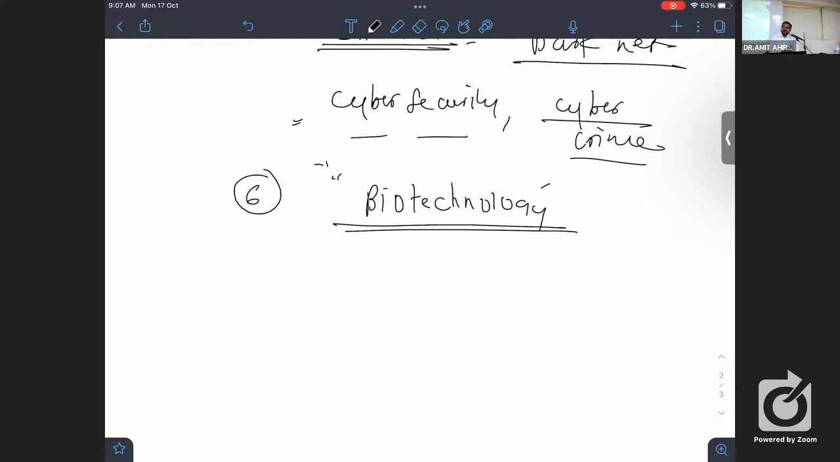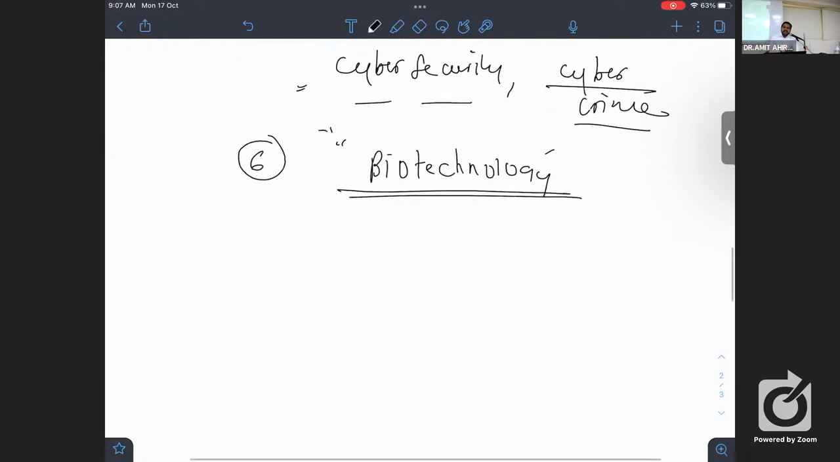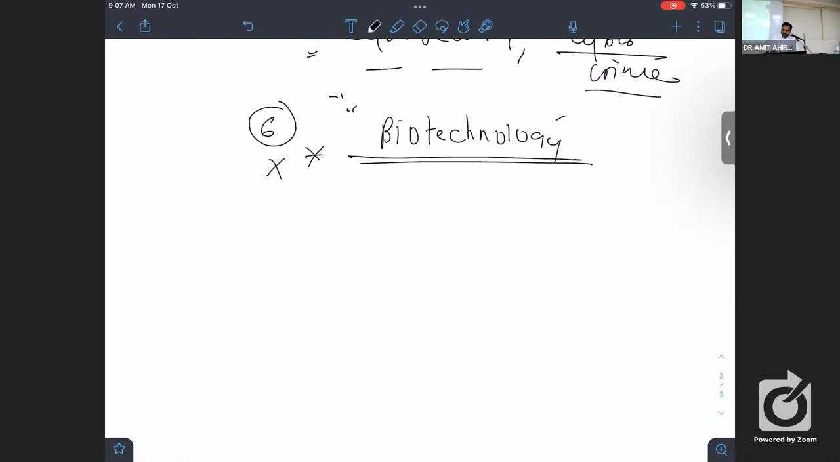Biotechnology. So there are various types of biotechnology: red biotechnology, green biotechnology. We'll talk about recombinant biotechnology, vaccine development, and all these things. So biotechnology is also a very important topic. Every alternate year you will come across a question based on this biotechnology related topic.